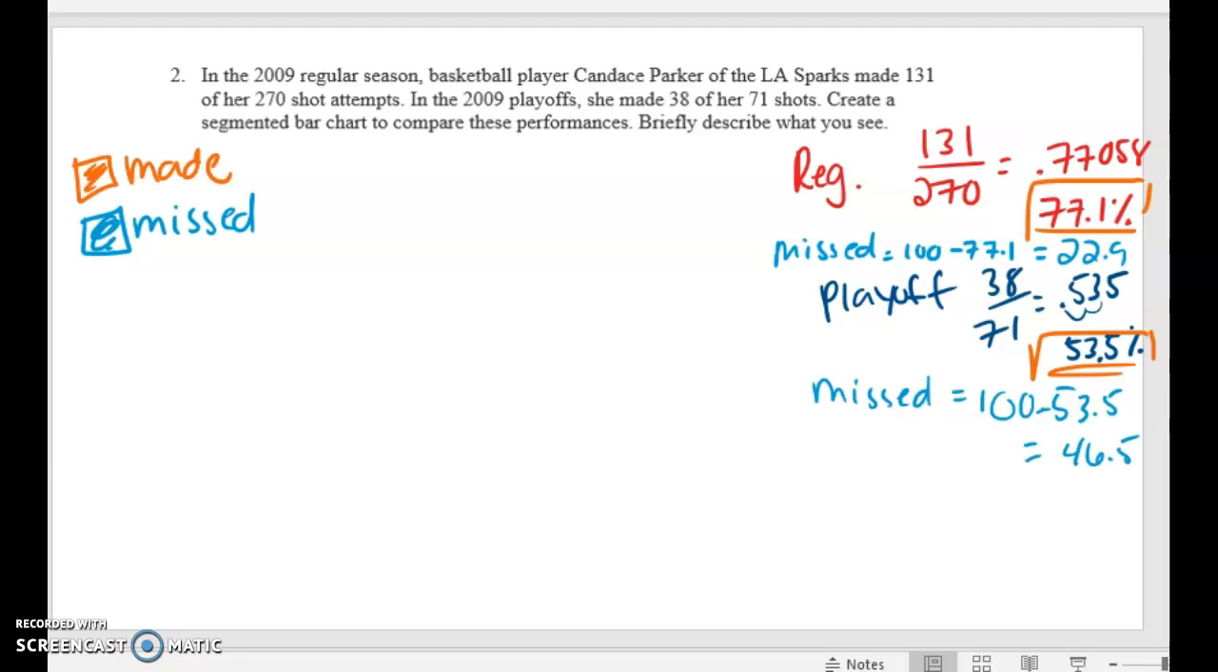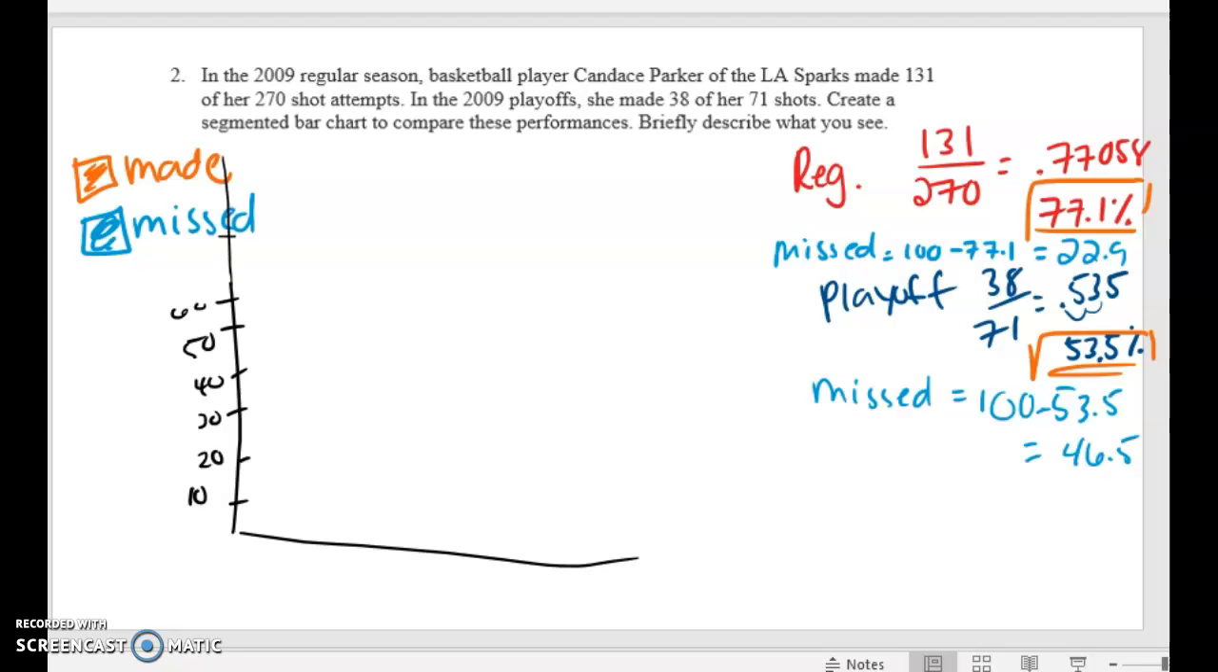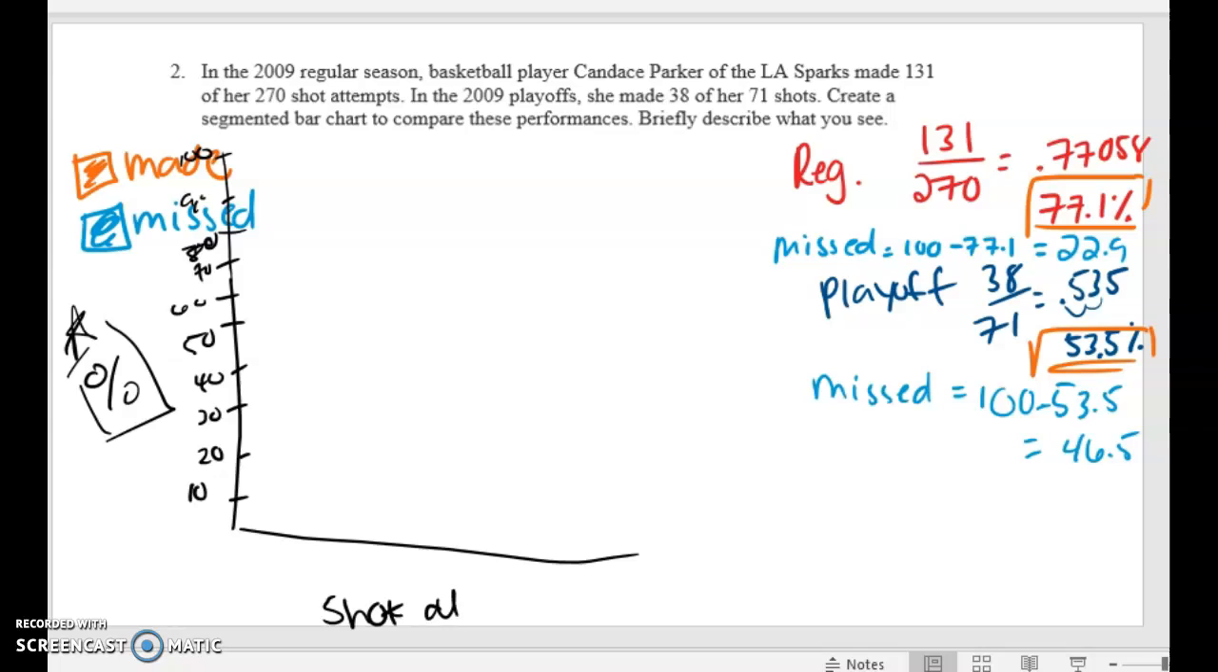Okay, now I'm ready to make my graph. On the left-hand side of your graph is always percentages, and I've got to go all the way up to 100% for this one. I always seem to not be able to make a big enough graph. I always seem to have a challenge with that. So let's make this 70, 80, 90, 100. And then I also need to make sure that I label. That is super important, to always label. This is about shots attempted. On the bottom, I have my two categories, which are the regular season and the playoffs.